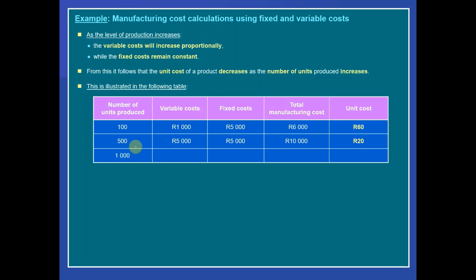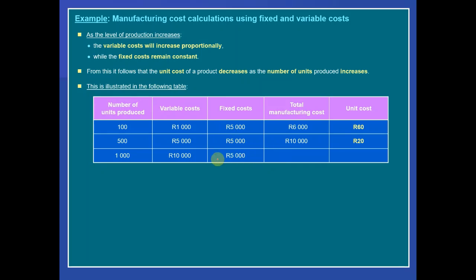Let's now double the number of units produced from 500 to 1,000 units. So now it's 1,000 times 10 Rand for our variable cost, which is 10,000 Rand. So as the number of units doubled, our variable costs also doubled. But the fixed cost will remain constant at 5,000 Rand.